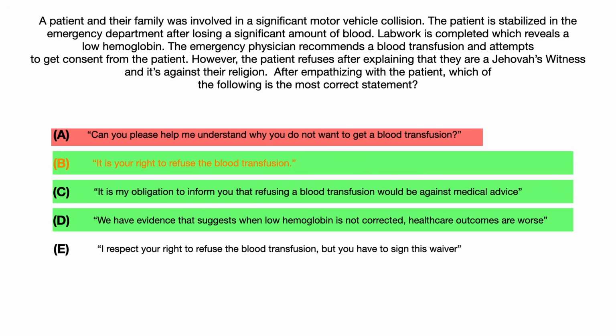So you see here that choices B, C, and D are all giving information. So this is the providing information step. This is the third step in answering questions. And you might be wondering, well, why is choice A not the correct answer? Can you please help me understand why you do not want a blood transfusion? But look at the clinical vignette. The patient already tells you that I'm a Jehovah's Witness and it's against my religion. So they've already told you why they don't want to get the blood transfusion.